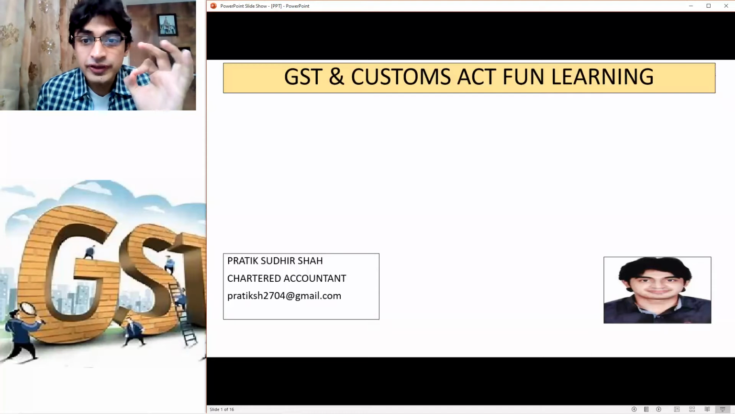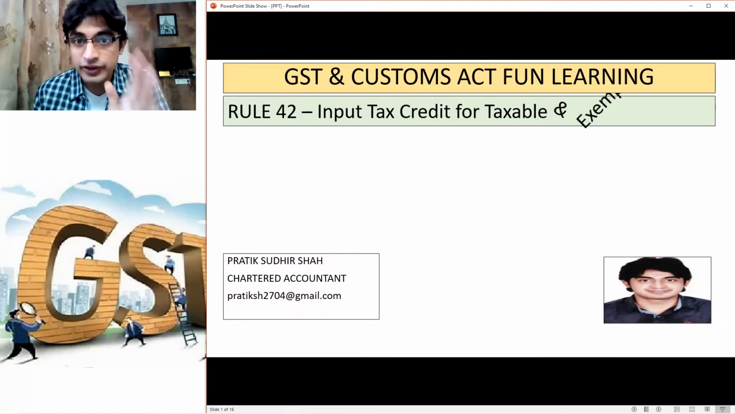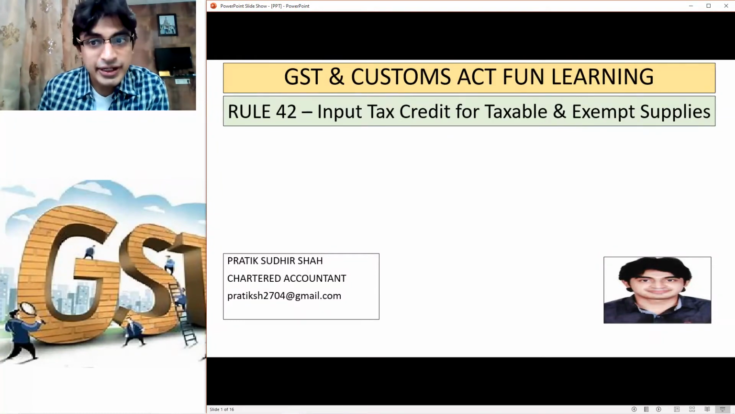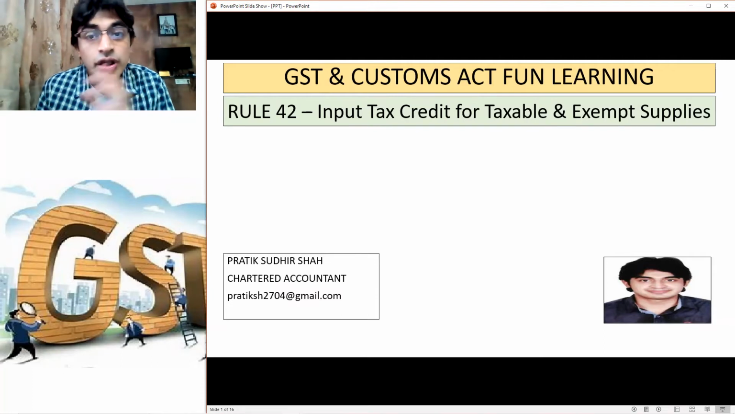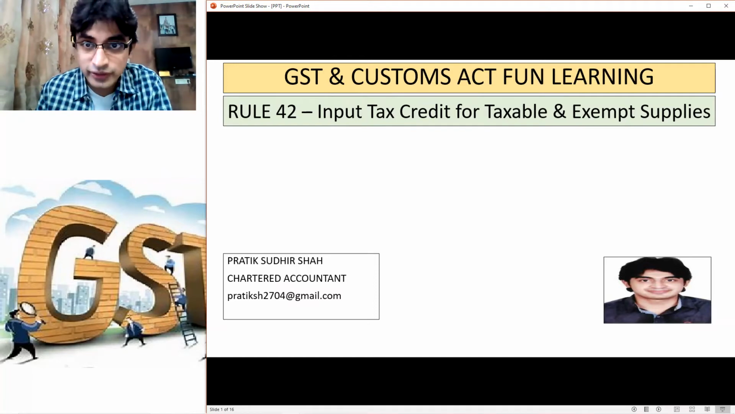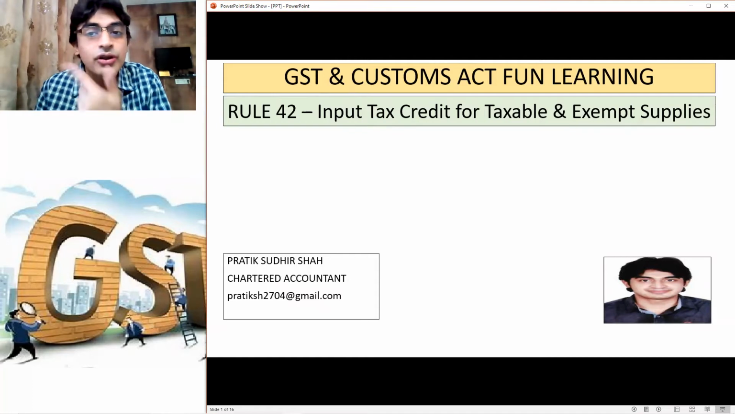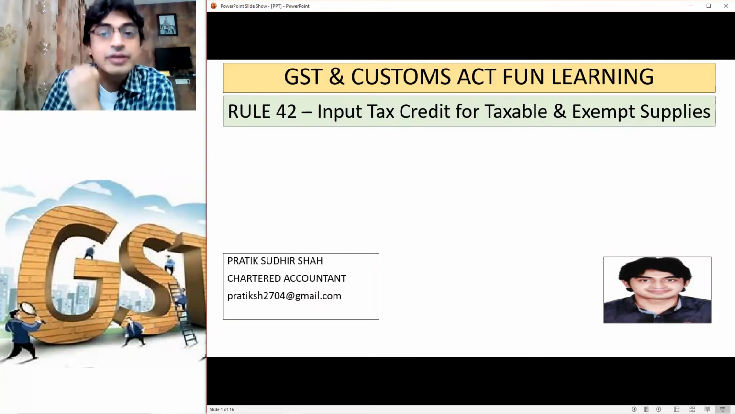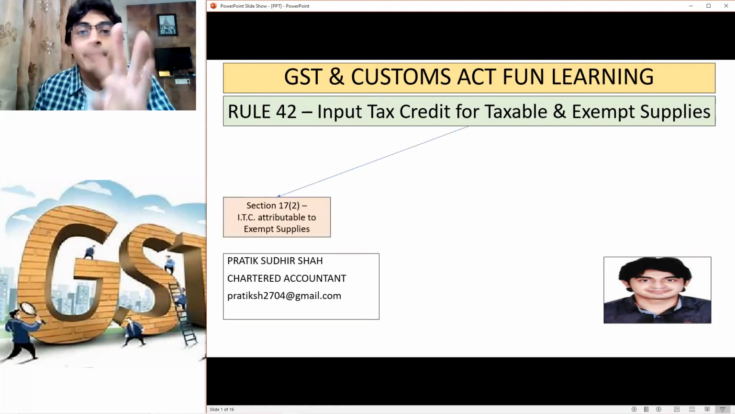Today, I'm going to discuss one of the most important topics of GST. It is about Rule 42, Section 17(1) and 17(2), Input Tax Credit for taxable and exempt supply. How this works. Now, this is very important for the Inter and Final CA students, and obviously for consultants and professionals. हम तो ये करते ही रहते हैं because of our clients, which are supplying taxable goods as well as exempt goods or services. Now, I divide this topic into three parts.